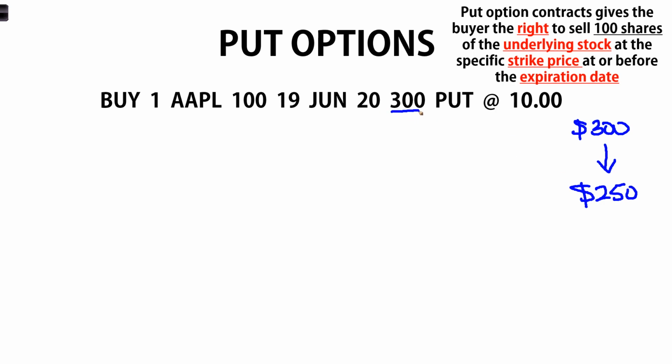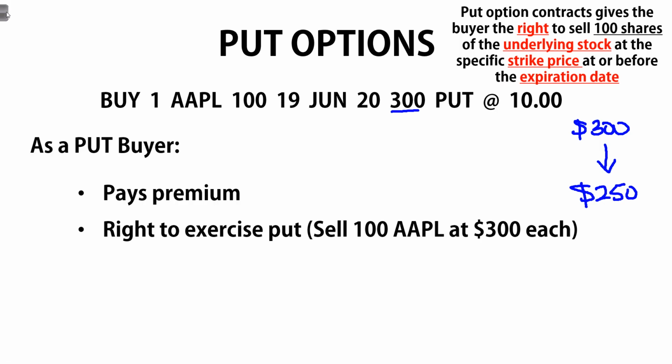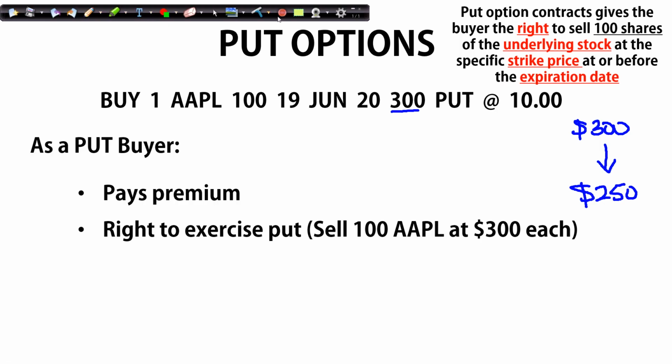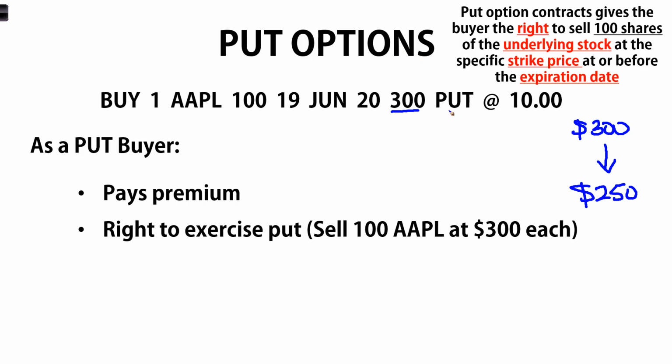Just like having to pay the premium when you purchase an insurance policy, you also have to pay a premium as the put buyer. In this case, the premium paid is the price of the put option contract, which is $1,000 as calculated earlier. After buying the put option, you now have the right to sell 100 shares of Apple at the agreed strike price of $300 per share, at or before the expiration date.